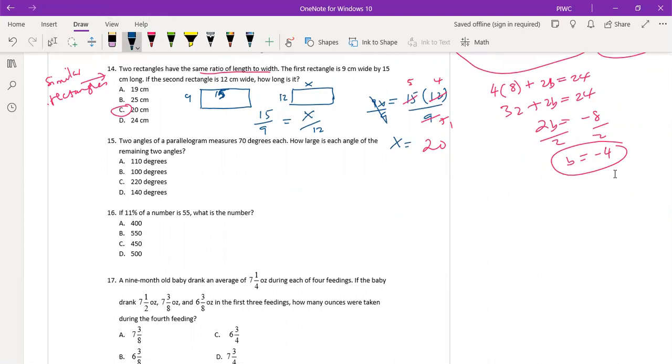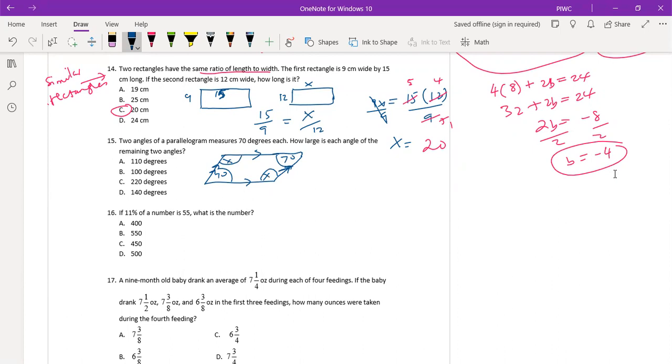Okay. So number 15. Two angles of a parallelogram measure 70 degrees each. How large is each angle of the remaining two? So a parallelogram looks like this. Opposite sides are parallel. Okay, so we know that opposite angles are congruent. That means they are the same. So if this is 70 here, the opposite angle is also 70. They're the same. You want to find the other one. So this angle here is the same as that angle on this side.